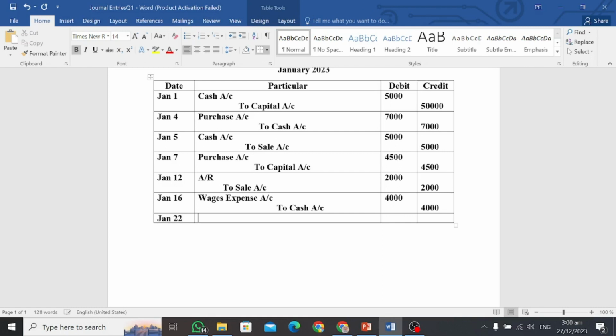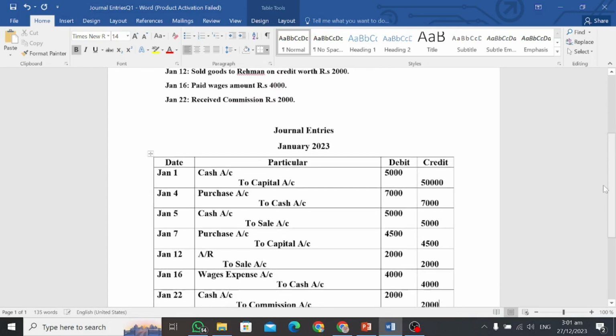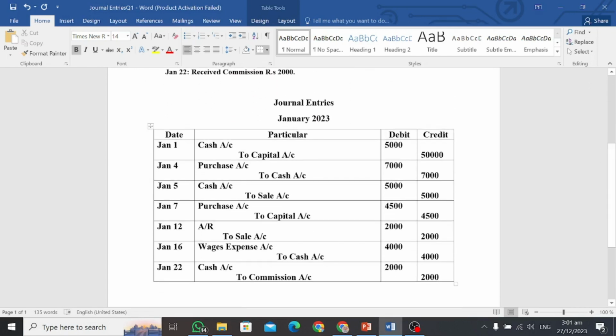So we can write as January 22, cash account to commission account worth rupees 2,000. So this was the solution of the given problem, and we have prepared journal entries. In this way, journal entries are prepared.